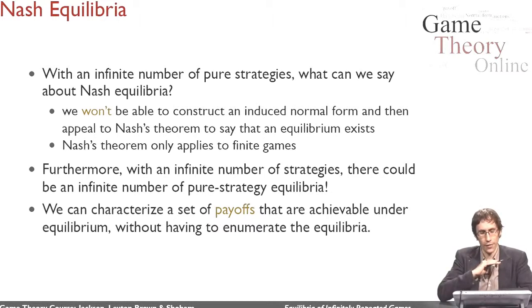Here's the idea of the theorem that we will eventually prove. We can characterize what payoffs can be achieved under equilibrium, and we can give an example of equilibrium strategies that result in those payoffs without giving every equilibrium that results in those payoffs. So we're going to characterize which strategies are in equilibrium in infinitely repeated games via their payoffs. I'm going to be able to tell you precisely which payoff vectors are achievable in equilibrium.